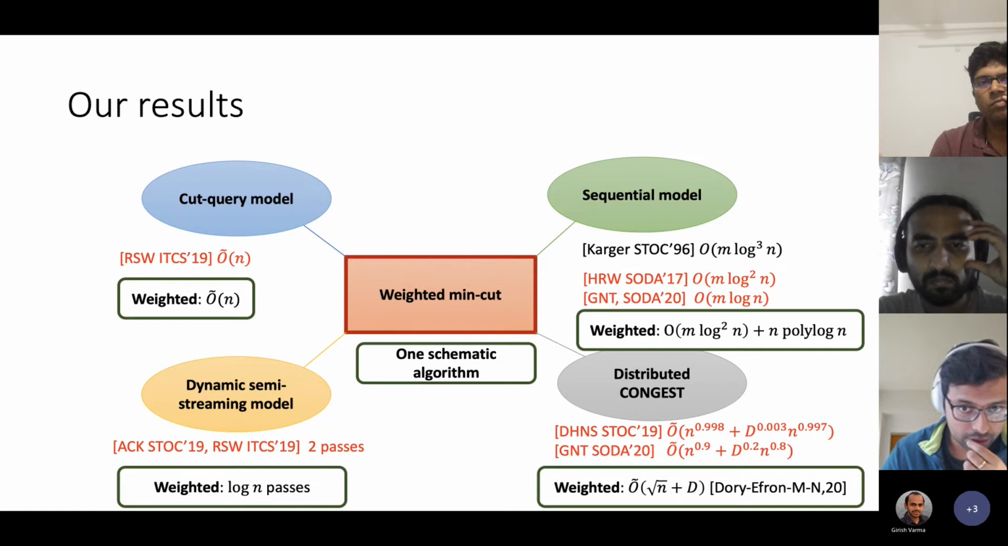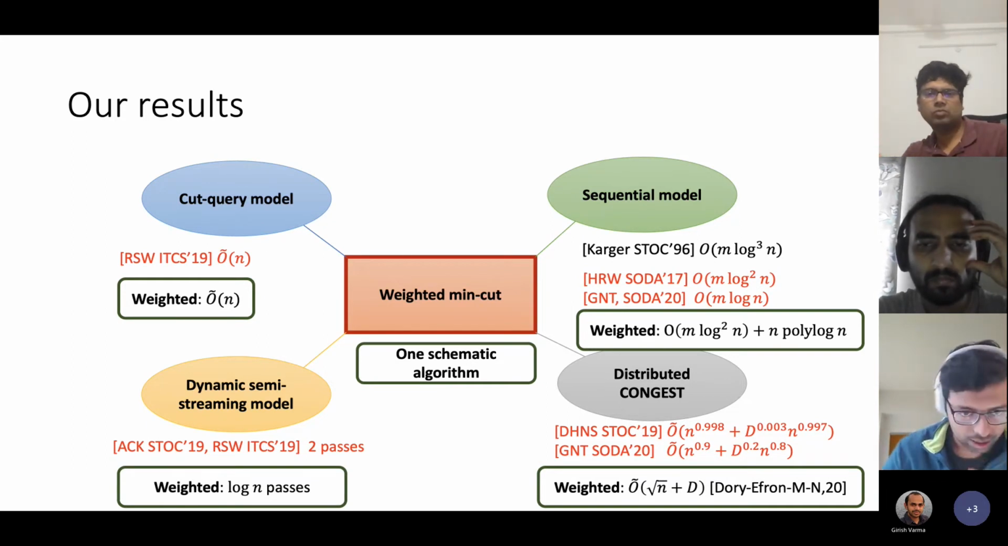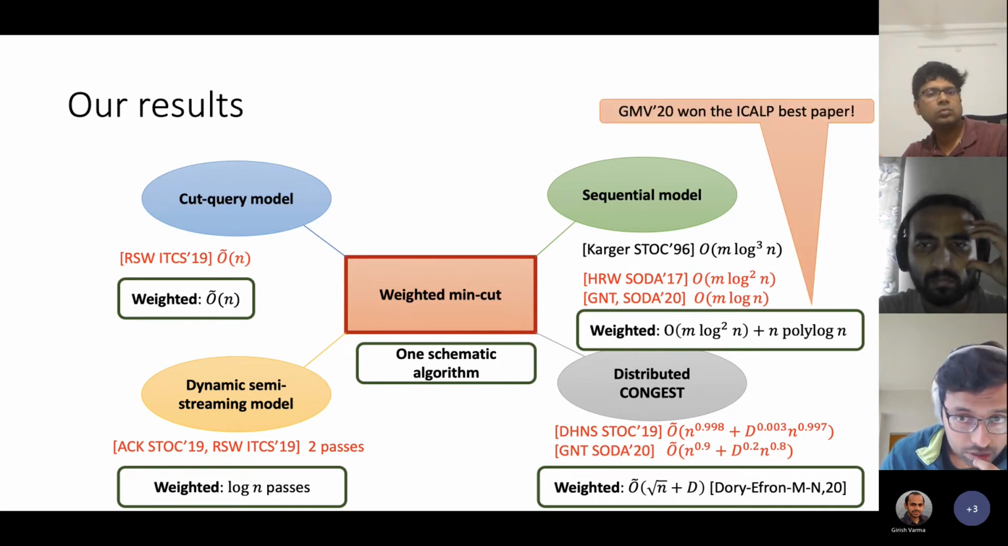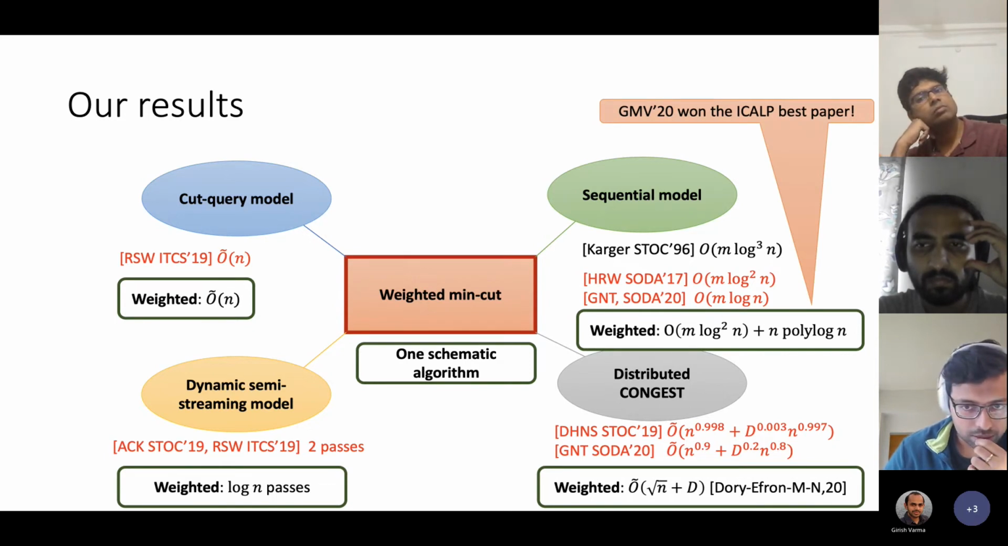And that was not the case for Karger. Karger's algorithm can only be implemented in sequential and parallel, whereas our algorithm can be implemented in all of them plus parallel. I skipped that because that won't be a part of this talk. I also want to mention that there is recent work on it: for the weighted min-cut in the sequential model, there is a parallel paper that appeared in ICALP and won the best paper award. So this is a very interesting problem. That's the message I want to impress upon.